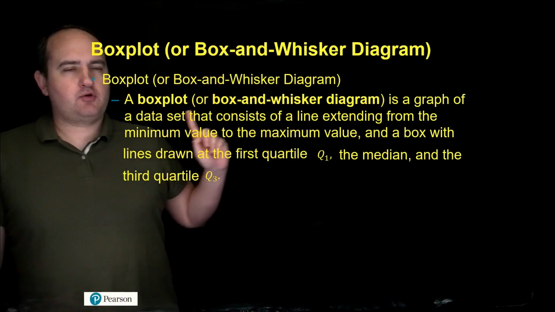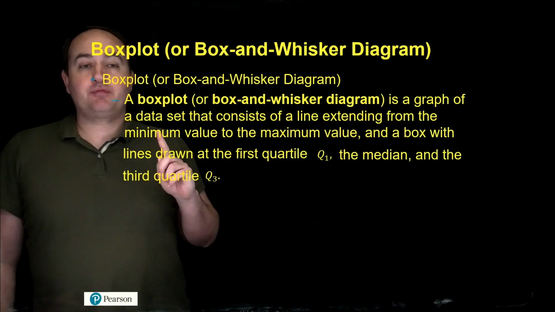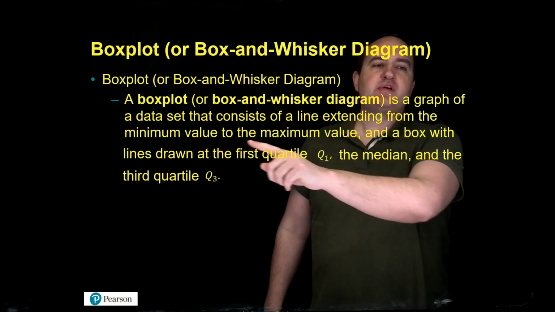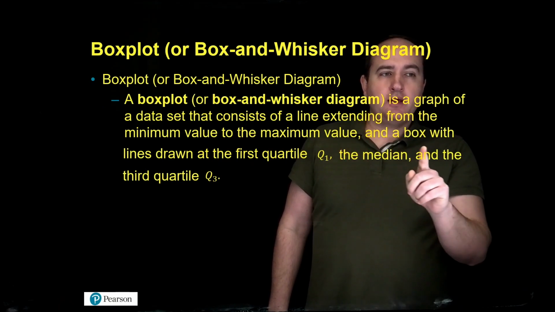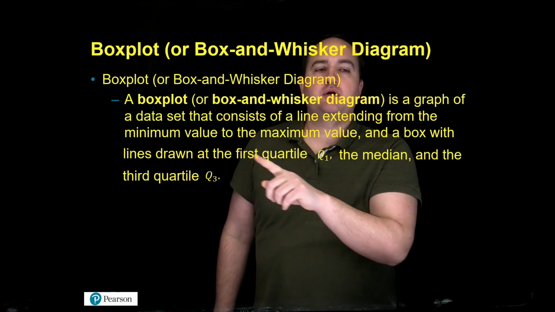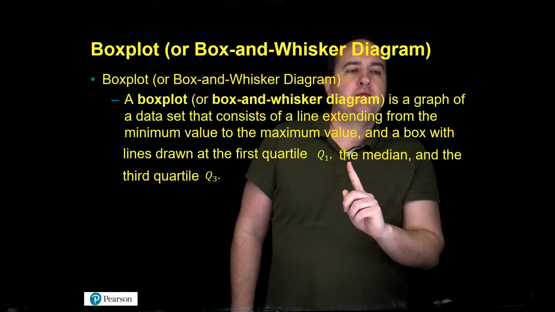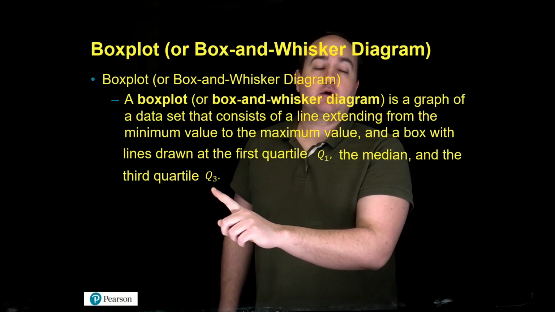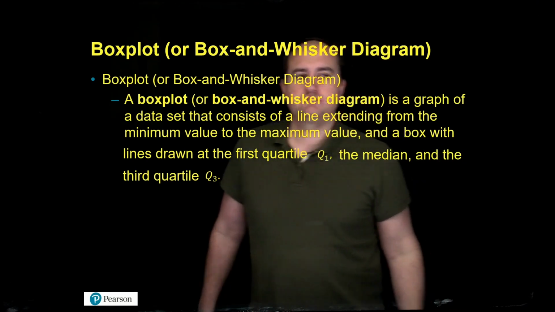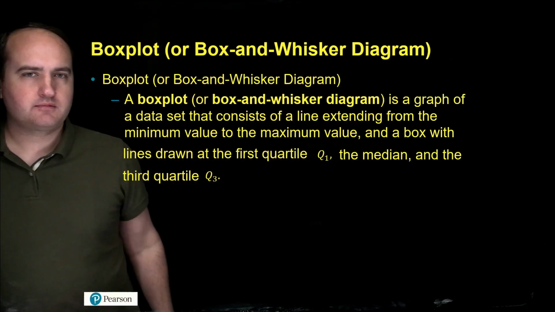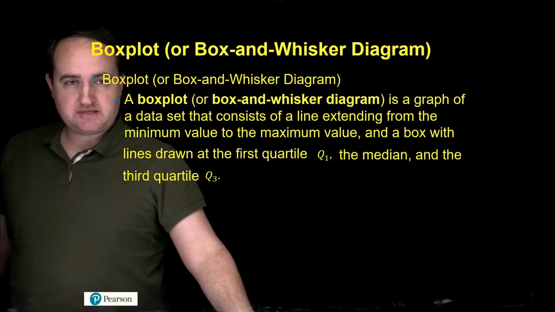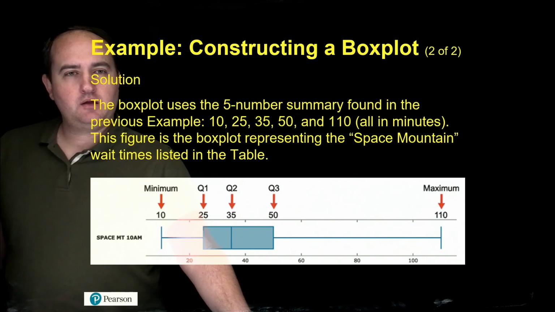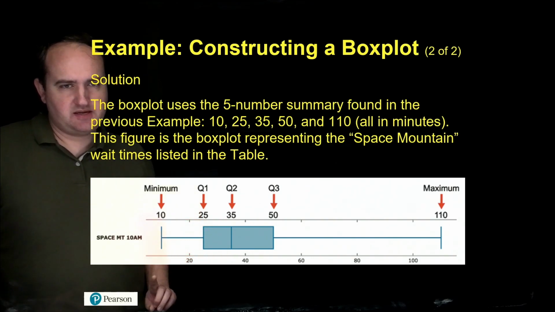A boxplot, or box and whisker diagram, is a graph of a data set that consists of a line extending from the minimum value to the maximum value, and a box with lines drawn at the first quartile Q1, the median, which is Q2, and the third quartile Q3. Okay, and a picture is worth 1,000 words. So let's actually take a look at a box plot. This is a box plot.